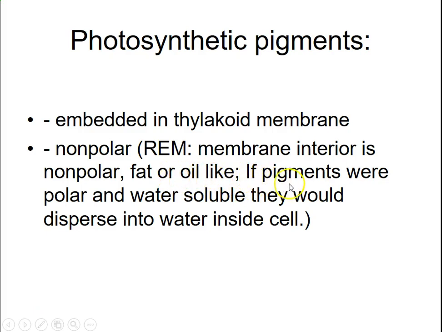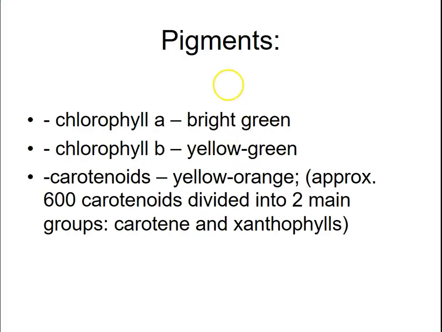If these photosynthetic pigments were polar and water-soluble, they would just disperse into the water inside the cell. So, being fat and oil-like holds these photosynthetic pigments in place and maintains an orderly arrangement.